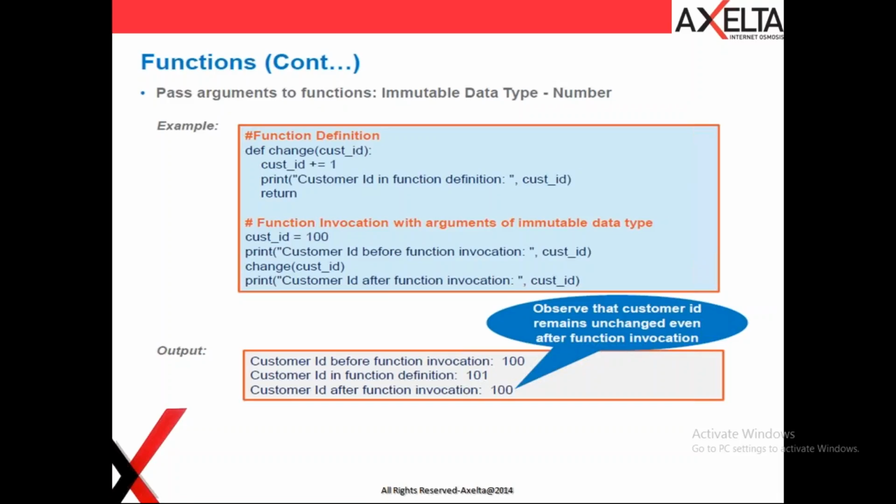Okay. Then I am able to print the value and I am returning from there. See here, customer ID is equal to 100. I am printing whatever value the cust ID variable is holding. Then I am calling the function. What is the function? Change. I am calling the function by function name and passing the value that cust ID is holding to this function.